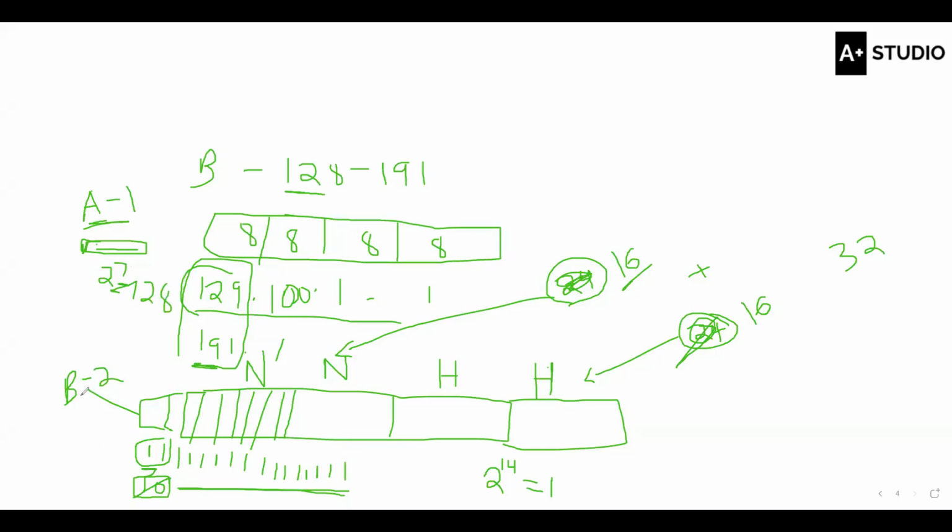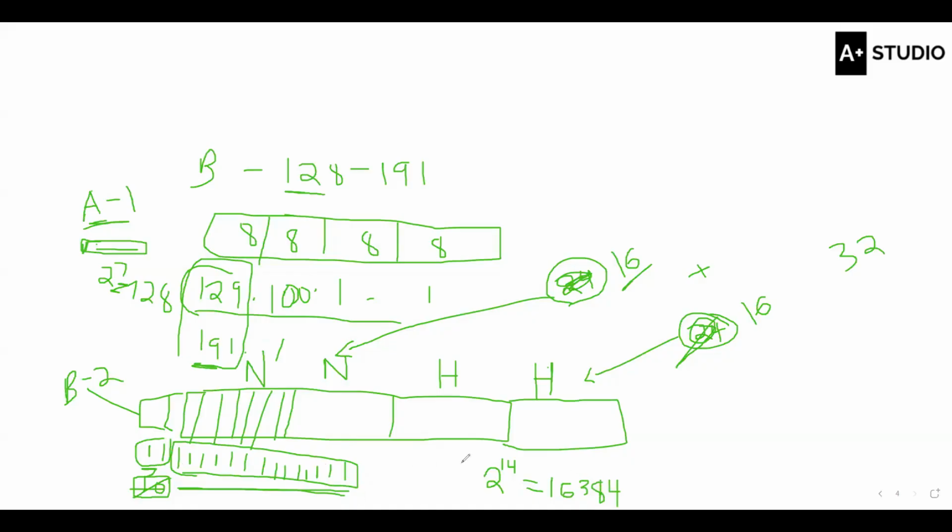And with class B, let's assume B is 2. So we take the first two bits as the higher order bits, we take them out, and it leaves the 14 that is used to identify or calculate the network ID. Pay attention, network ID. So this gave us 16,384 for our network ID for the class B network.